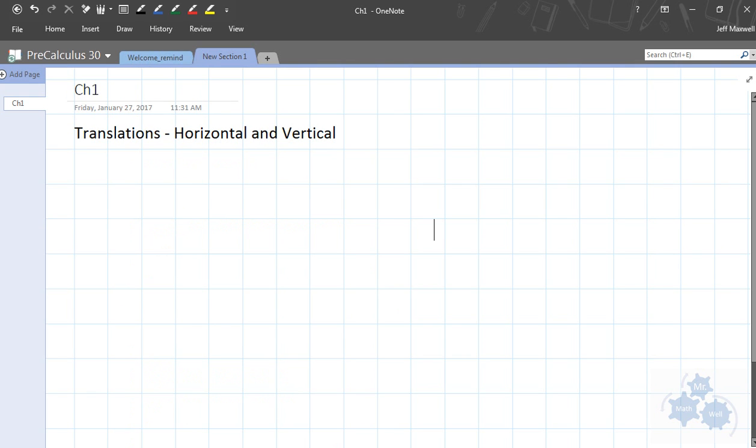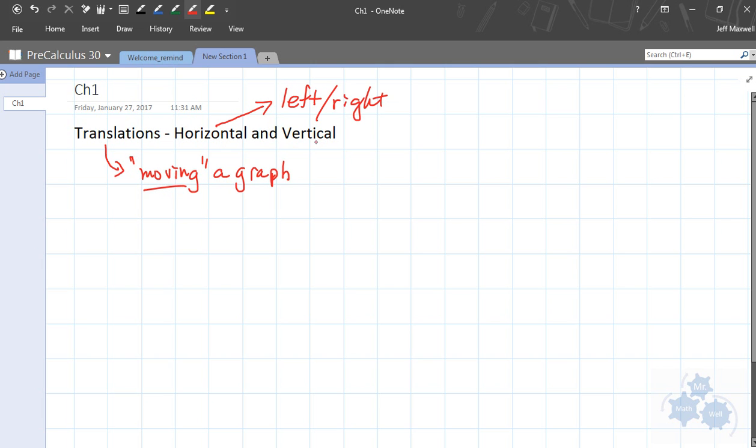So let's go back to our notes here. Okay, so I would suggest that you write down translations, and I would suggest that somewhere beside translations, we are going to be talking about moving a graph. Okay? Moving. As opposed to stretching or compressing. Okay? We're not altering the shape, we're just moving the graph. And how are we moving it? Well, we're going to see how we can move the graph left or right. And we're also going to see how we can move the graph up or down.